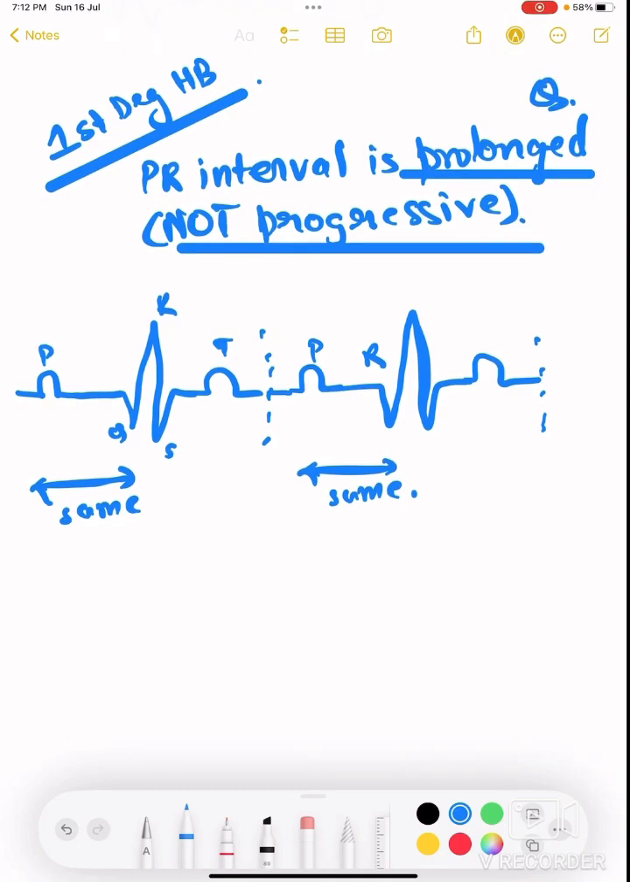It is a very benign type of disease. What will happen if the PR interval is increased? If the PR interval is increased, then nothing much will happen. Only the filling time of the ventricle will increase and end diastolic volume will be increased. That's it. Nothing much more than that, right?